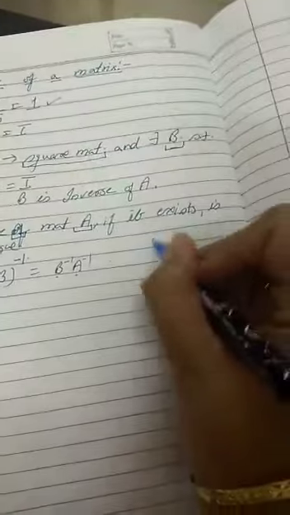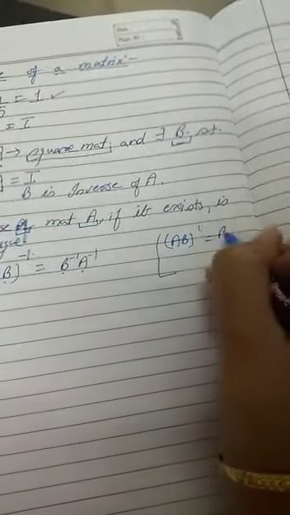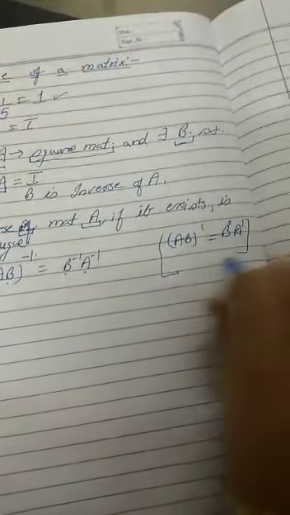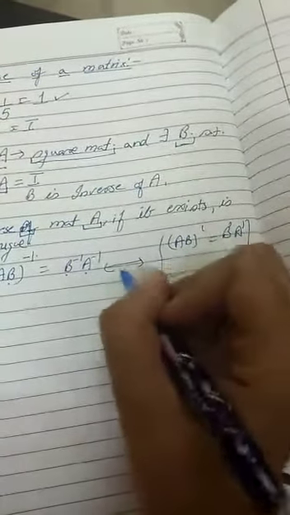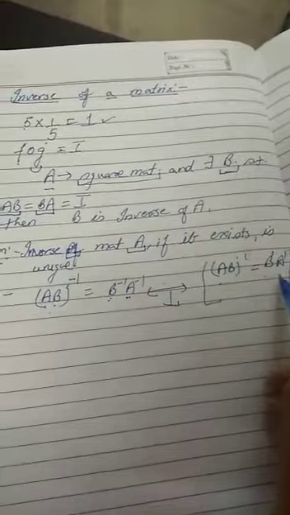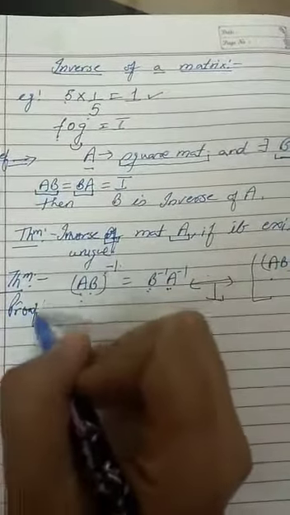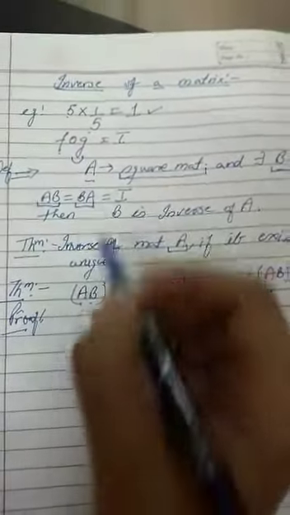If you remember, we did that property in the transpose also. AB whole transpose was equal to B transpose A transpose. So both results can be learnt together: AB inverse equals B inverse A inverse, and AB transpose equals B transpose A transpose. Here we can do the proof of this theorem also. It is very simple. We will apply this concept only.